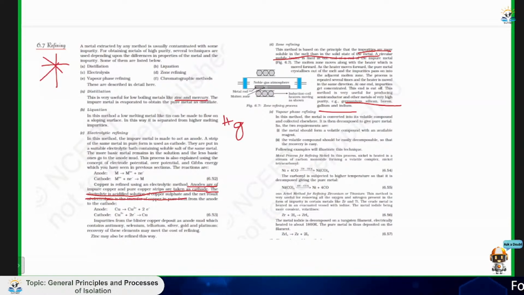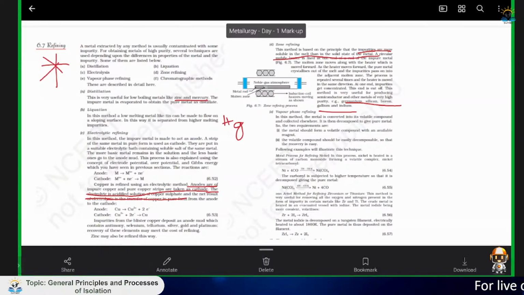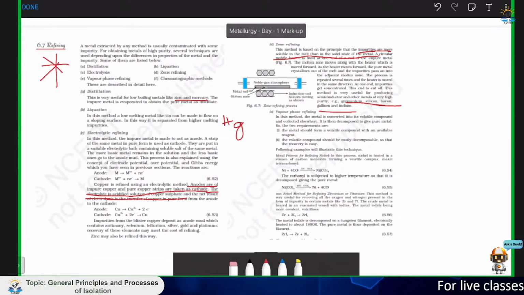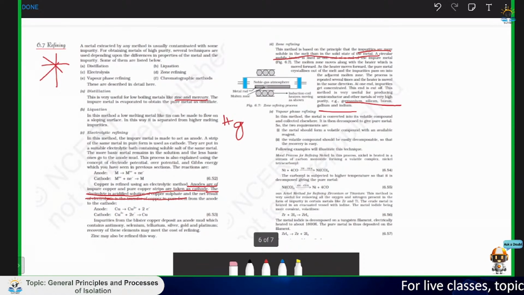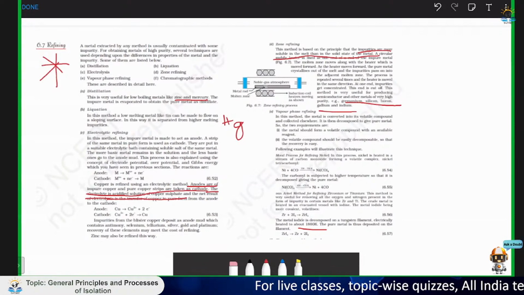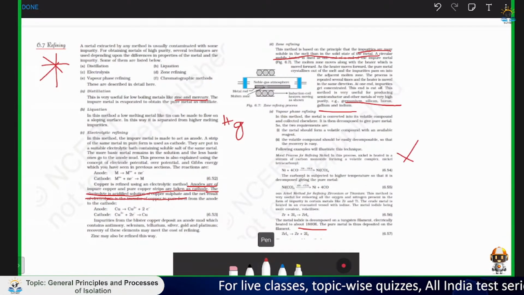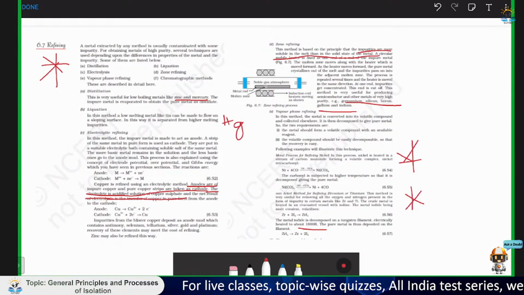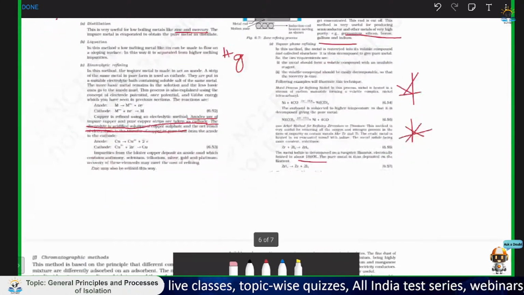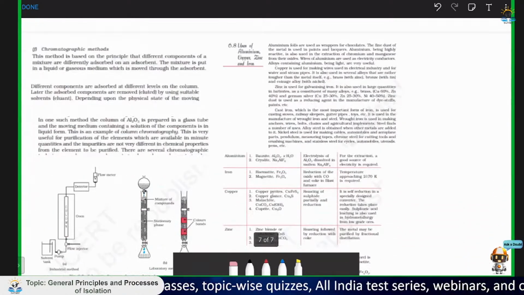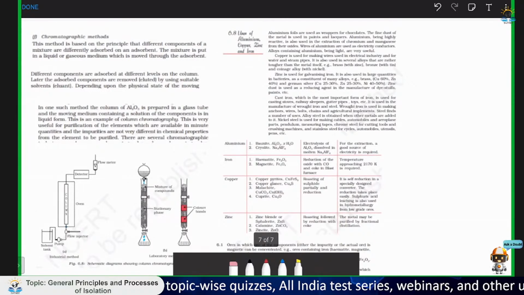The metal iodide is decomposed on a tungsten filament electrically heated to about 1800 Kelvin. Pure metal is just deposited on the filament. That's the Mond process and Van Arkel refining. I think that's important. Lastly, chromatographic methods.